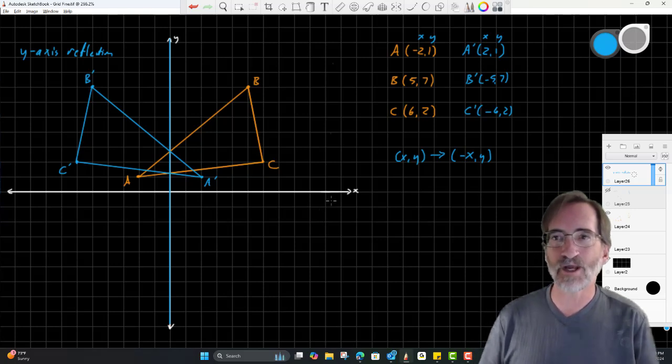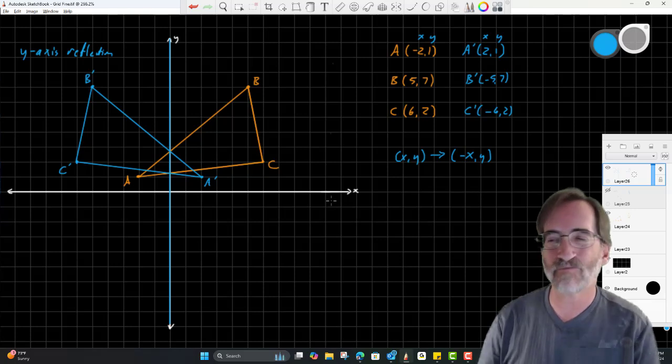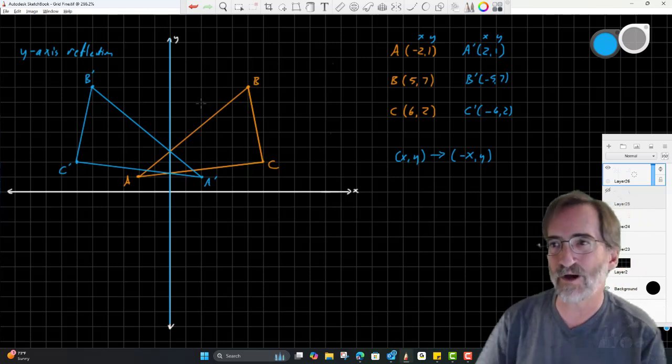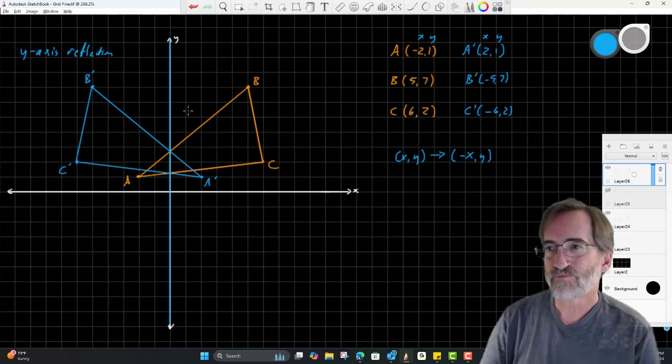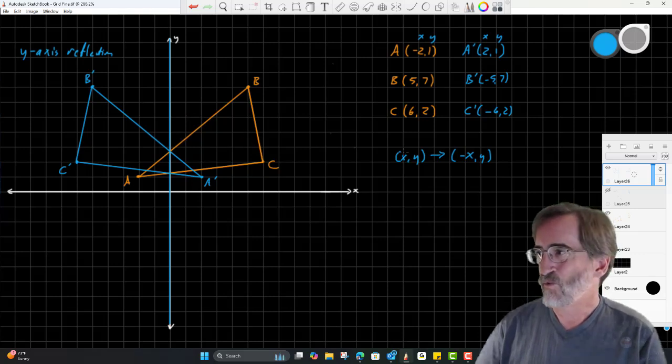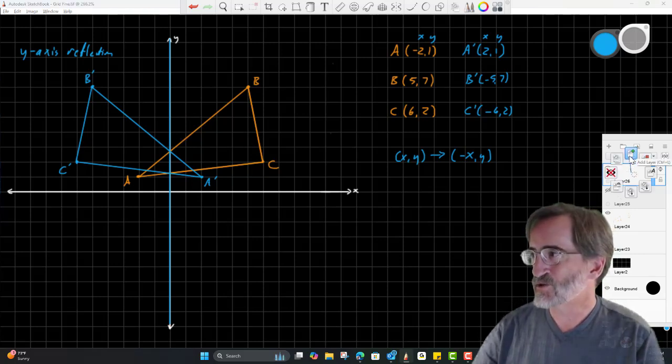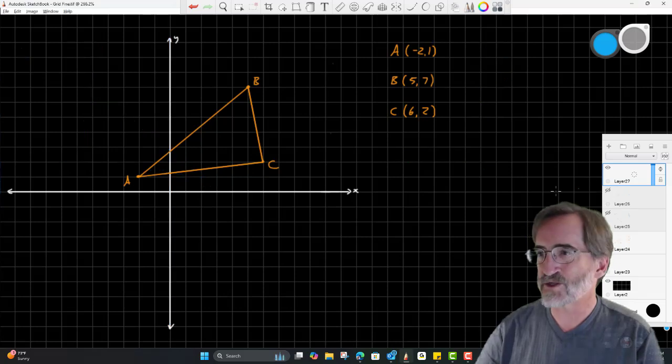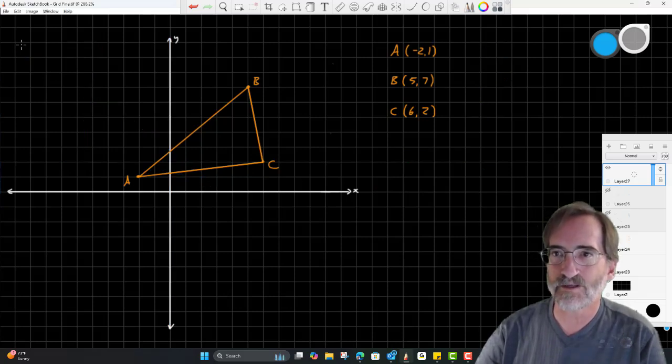And notice what's changed. For a y-axis reflection, change the sign on the x's. For the x-axis reflection, change the sign on the y. It's kind of backwards when you think about it. Okay. All right. Next type of transformation is going to be a reflection across the line y equals x.